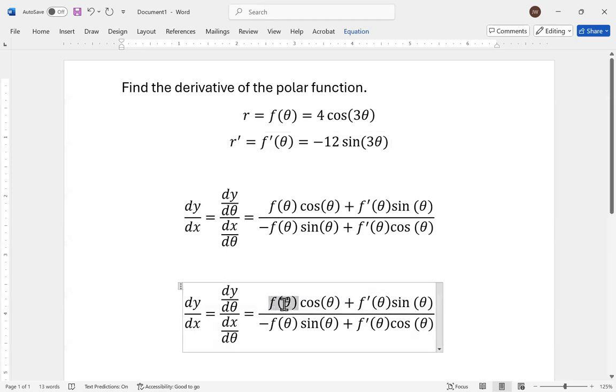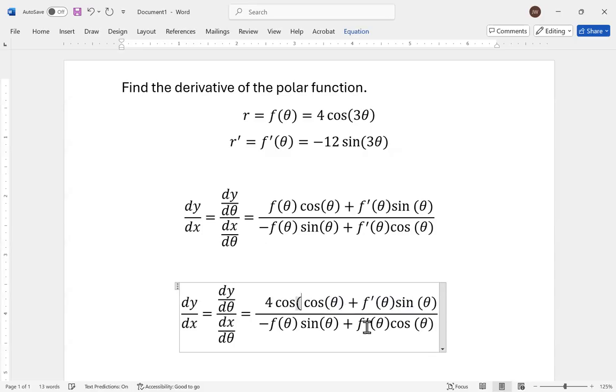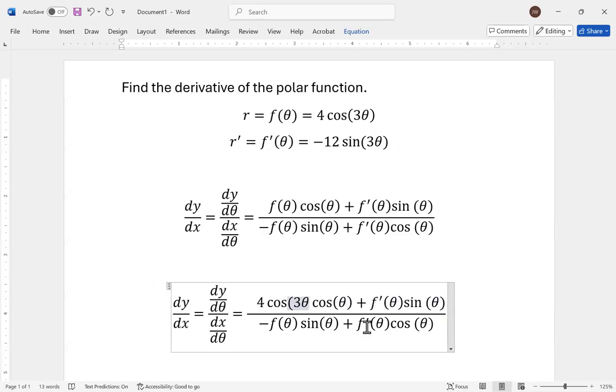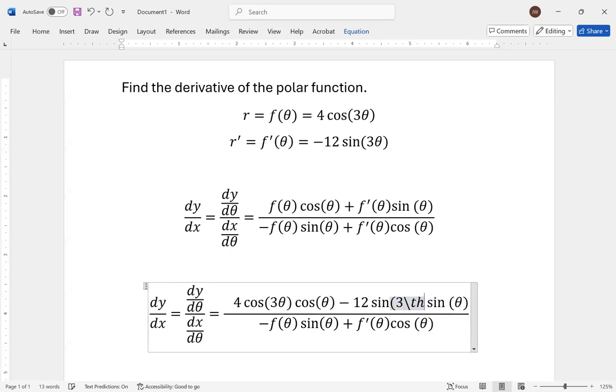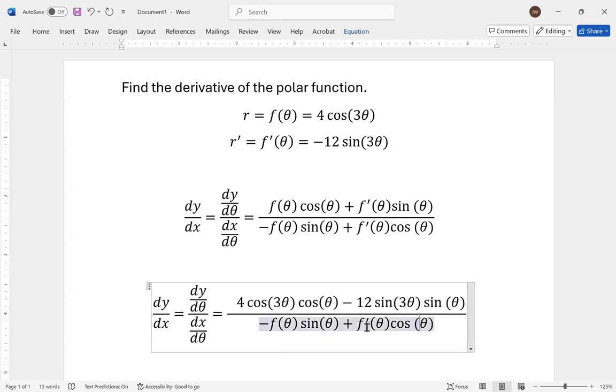And I just replace the f of theta. Everywhere I see an f of theta, I'll replace that with 4 cosine of 3 theta. And everywhere I see an f prime, I'll replace that with minus 12 times sine of 3 theta. I'll do that in both the numerator and the denominator.